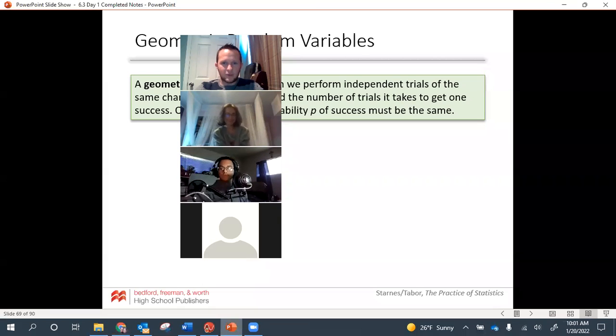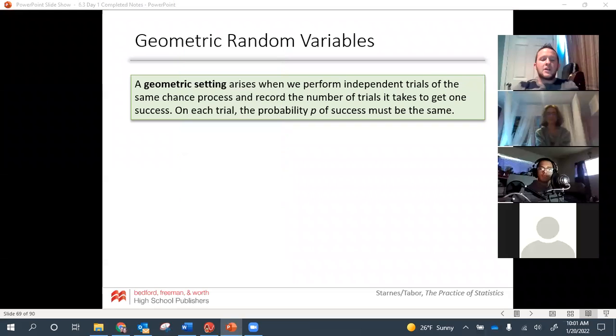So can you guys see this? Binomial or geometric. Okay, a geometric setting arises when we perform independent trials of the same chance process and record the number of trials it takes to get one success. On each trial, the probability of success must stay the same.